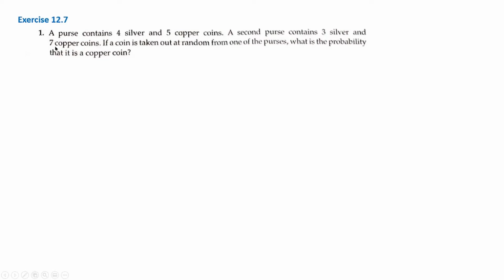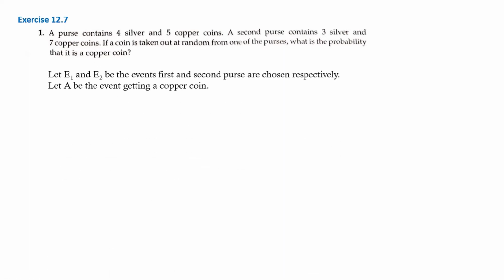The first question from exercise 12.7. A purse contains 4 silver and 5 copper coins. A second purse contains 3 silver and 7 copper coins. If a coin is taken out at random from one of the purses, what is the probability that it is a copper coin? So here it is given there is one purse which contains 4 silver and 5 copper coins, and the second purse contains 3 silver and 7 copper coins. Here a coin is taken out at random from one of the purses. We need to find the probability that it is a copper coin.